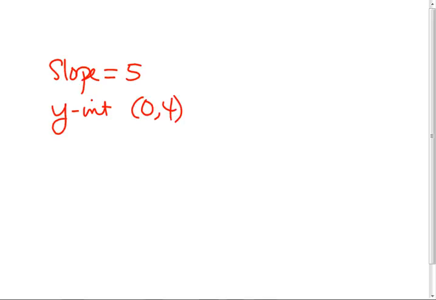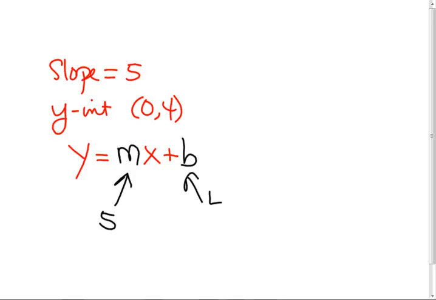What if I told you the slope is equal to 5, and the y-intercept is at 0, 4. What's the equation of the line? Now remember, it's y equals m, that's an unknown, x, plus b. Those are numbers. What are you going to put in for m? 5. It should be easy. And what are you putting in for b? This one's a little trickier. 4. So my equation would look like y equals 5x plus 4.